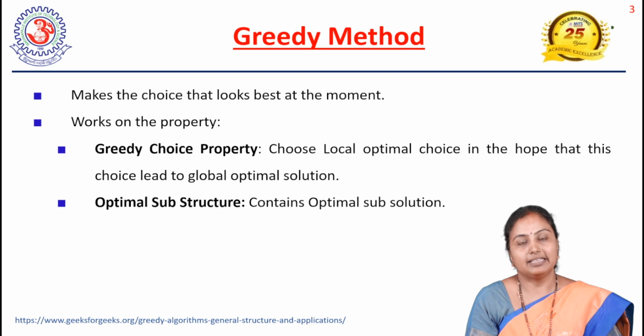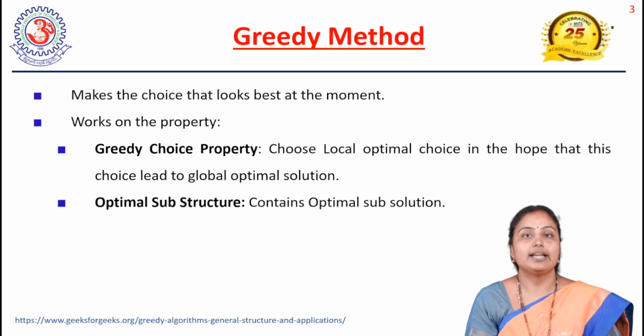What is greedy method? Greedy method is a problem solving strategy which uses choices to get best result at that moment. This greedy method works on the property of greedy choice property, optimal substructure. What is called greedy choice property? In greedy choice property, we will choose the local optimal choice. We hope that it will lead to the global optimal solution.